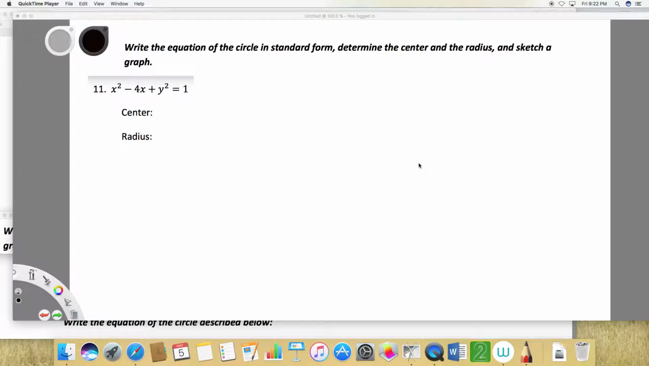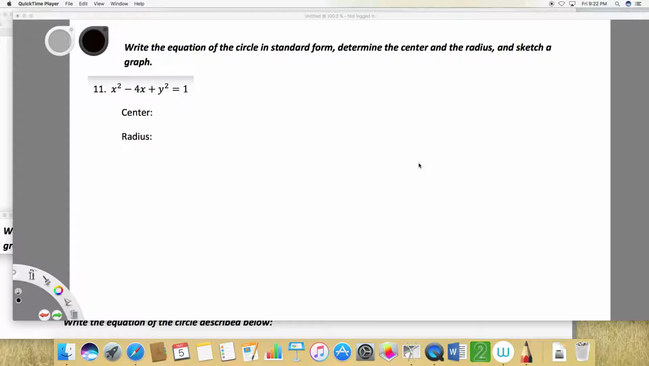All right, so let's take a look at this problem number 11. It's got the same directions as problems 9 and 10. They want us to rewrite this equation of a circle in standard form. When it's in standard form, it'll be easy to identify the coordinates of the center, and it will also be easy to determine the length of the radius.